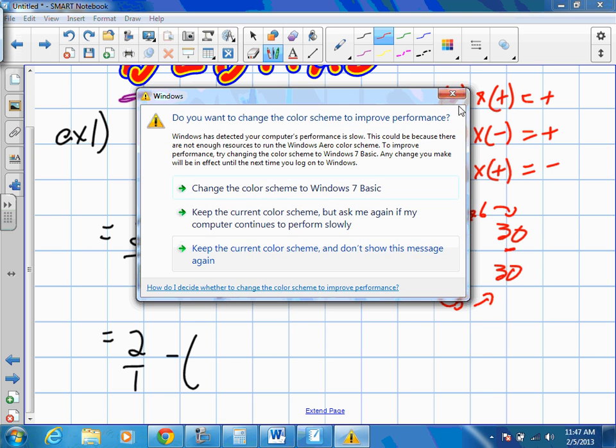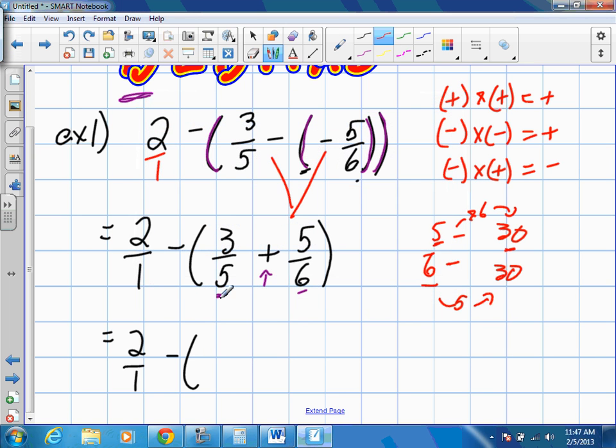So we have this number 5 here. We said we have to multiply it by 6. Whatever we do to the bottom, we have to do to the top. So 3 times 6 will give us 18, divided by 5 times 6 gives us 30. Perfect. Still have that positive sign. And in the other one, we need to multiply these 2 by 5. Well, 5 times 5 gives us 25, and 6 times 5 gives us 30.